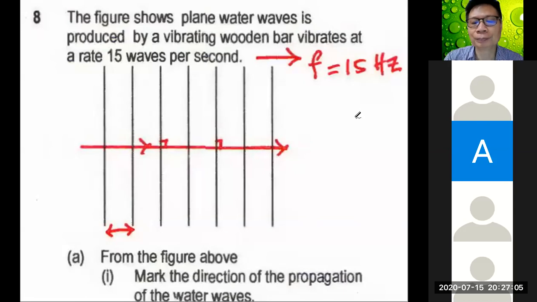Now, mark the direction of propagation of the wave on the figure. Draw a line and put an arrow to show the direction of the wave, which is traveling from left to right. So make sure here is 90 degrees, and draw the line.